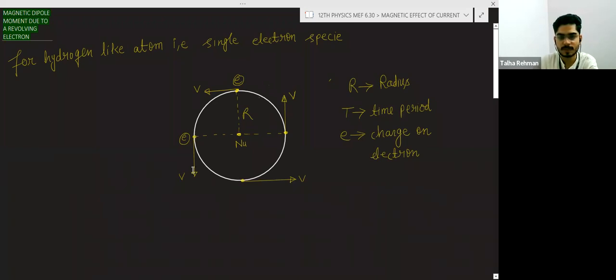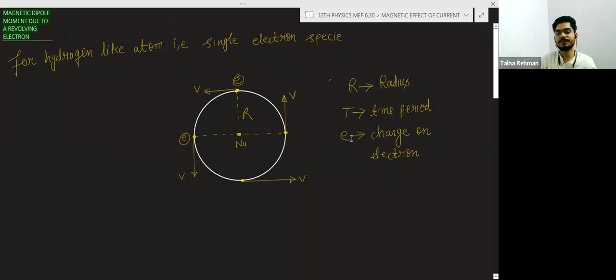If the electron is here, the direction of the velocity will be tangential like this. You will draw the tangent from this point. If the electron is here, the velocity is in this direction. This you will get by drawing the tangent at that point. And this NU represents the nucleus. The nucleus is in the center. So the electron is revolving like this, and R is the radius of the circular path.